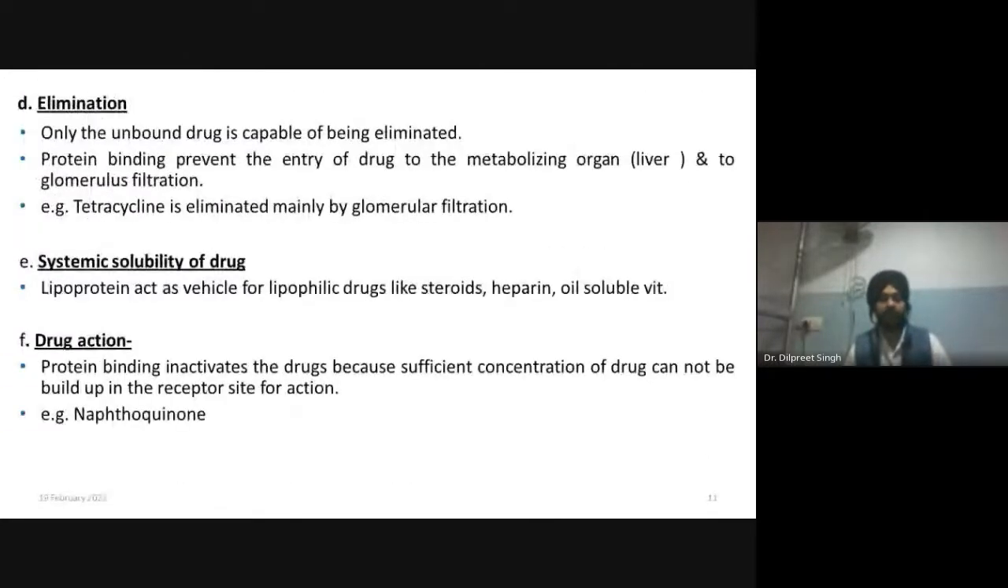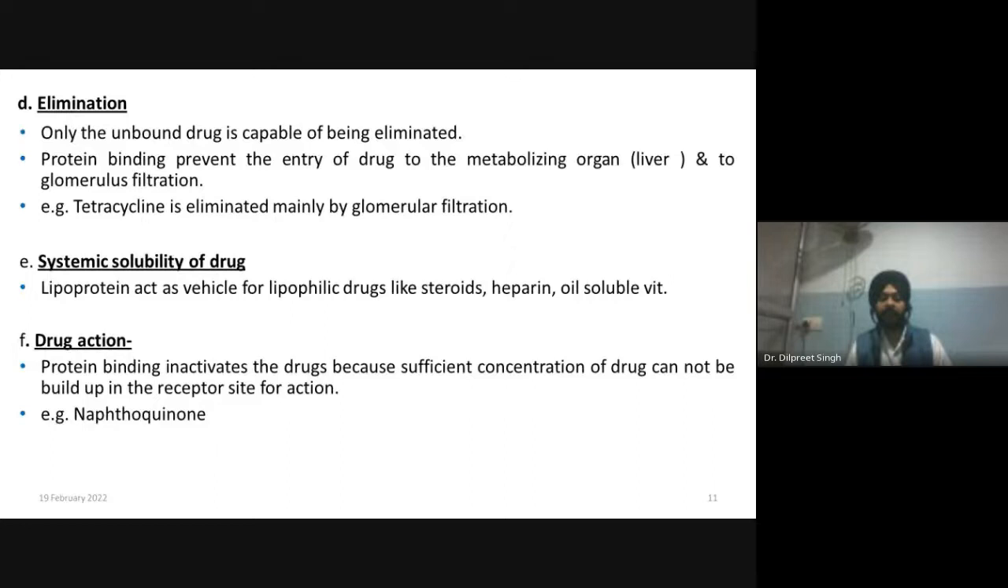D is the elimination. So only the unbound drug is capable of being eliminated, because the bound fraction is pharmacologically inactive, and the unbound drug, which is pharmacologically active, is available for circulation and is capable of being eliminated.